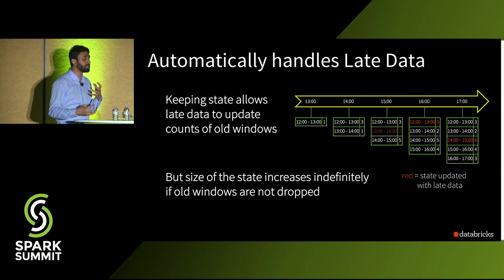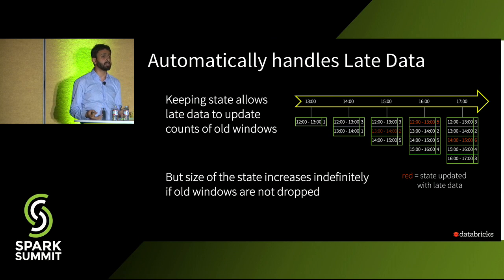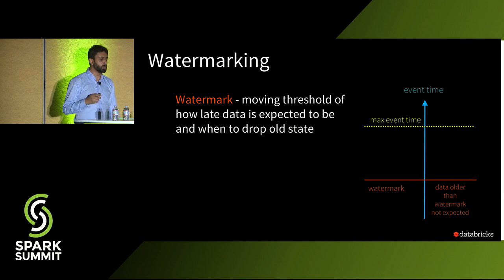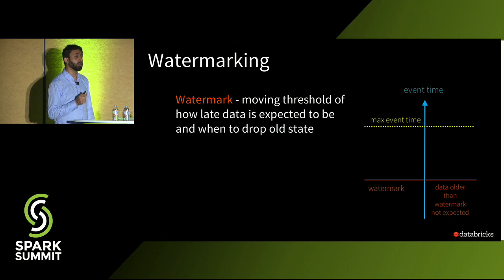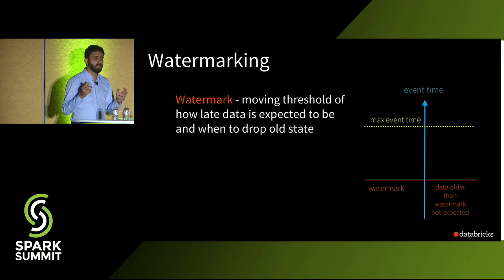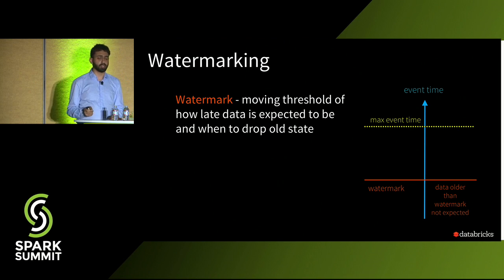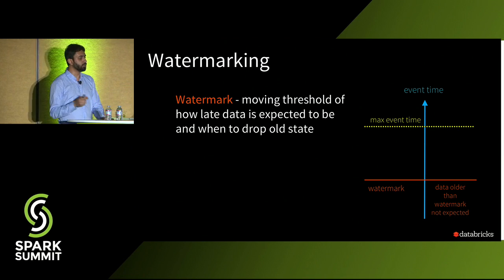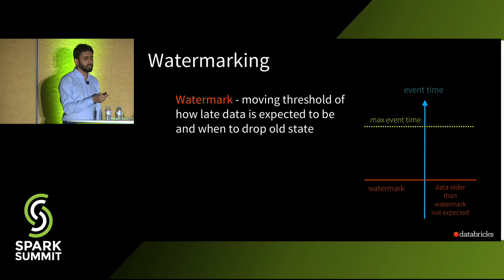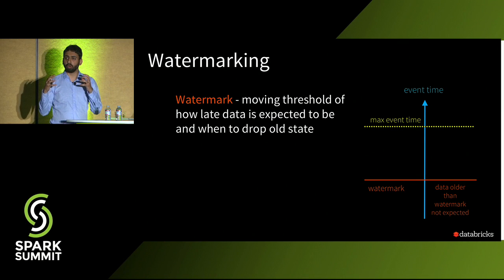The more state management, the cost of state management increases as well. So what we can do about that is that in Spark 2.1, we have added something called watermarking that allows moving these old states to be gracefully cleaned off. And so let's define what a watermark is. A watermark is essentially a moving threshold of how late the data can be. And accordingly to that, the old state can be dropped.